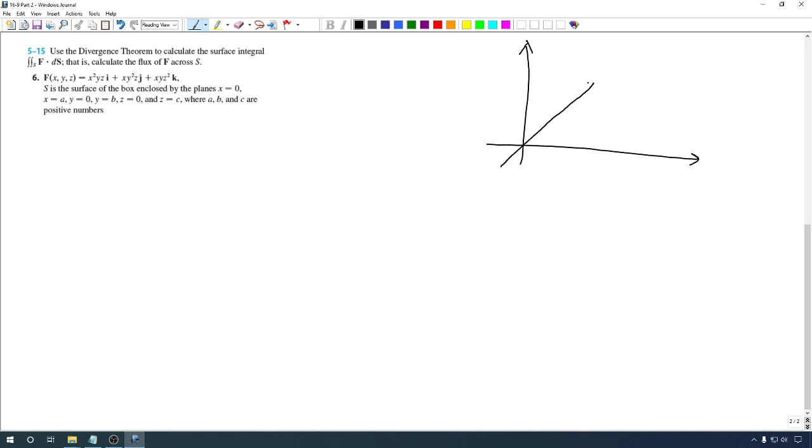I'm going to go ahead and draw this in. Here's our x, back here's our y.